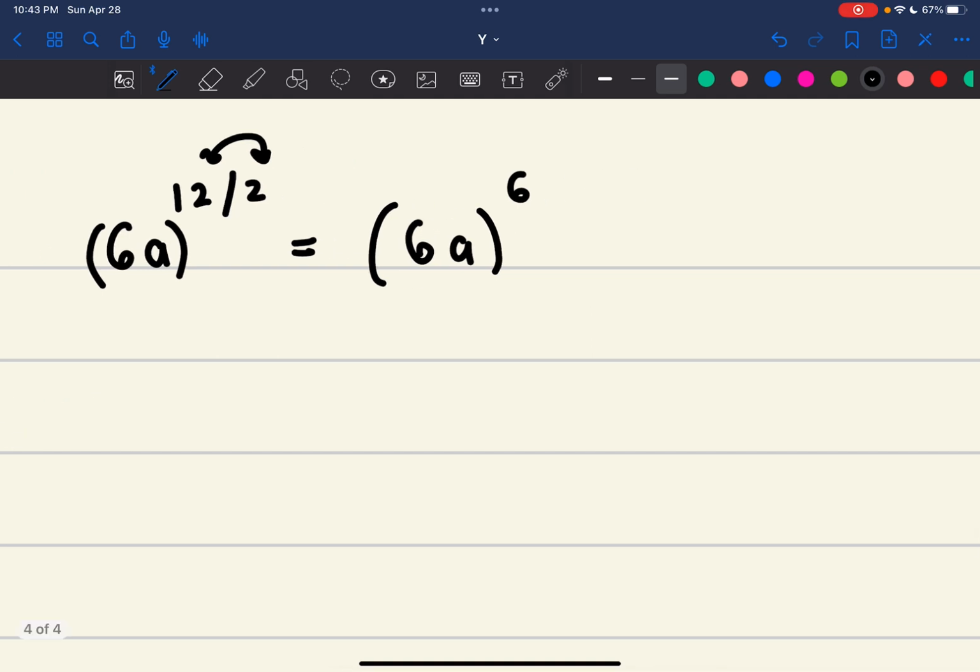And now we can distribute this exponent. And now we get 6 to the 6th and a to the 6th. And that's that answer.